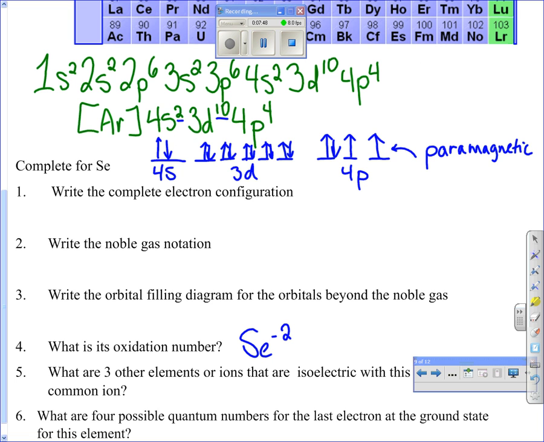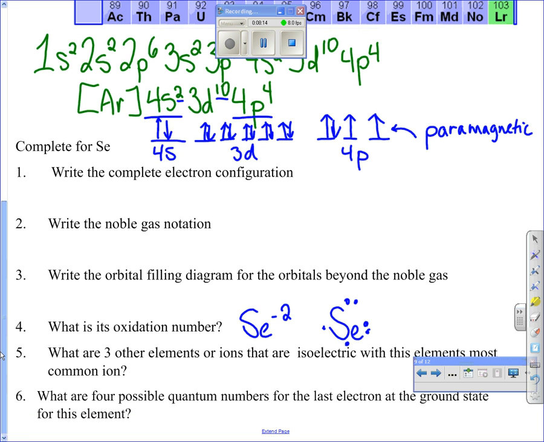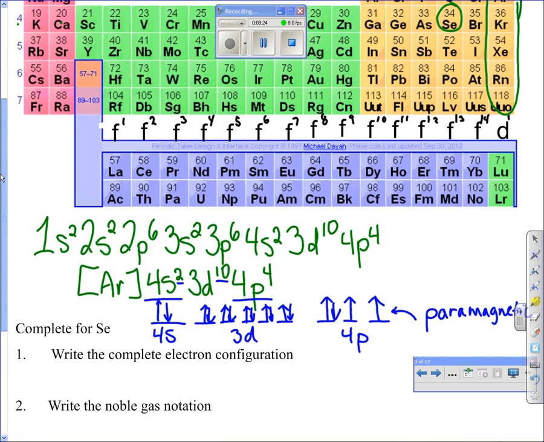And just as an add-on, its Lewis dot structure would have 6 electrons because it's in group 16, and it also has 6 electrons in its outer shell, if we take a look over here, that we have 2 electrons in the S and 4 in the P, and that's the outer shell, so it's a total of 6. But it's so much easier just to look at the group number. Group 16, cover up the 1, so it has 6 electrons in its outer shell, so 6 dots.